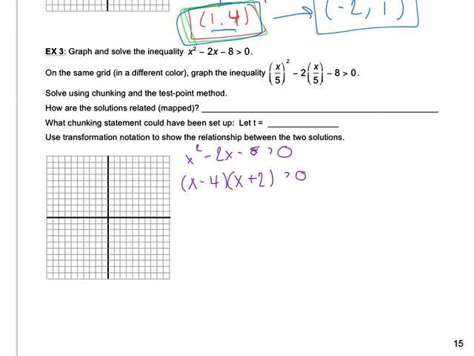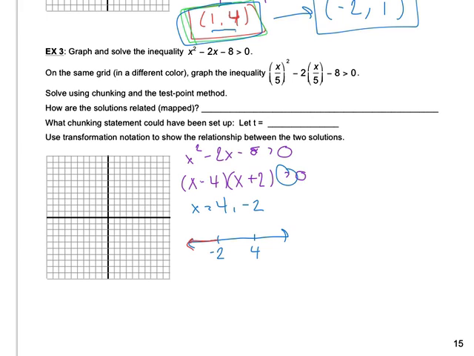So again, we need to use the test point method. So if this was an equal sign, we would just say the solutions were 4 and negative 2, but it's not an equal sign. It's a greater than sign. So we need to use the test point method and test the 3 intervals formed when we plot negative 2 and 4 on a number line. So pick a value less than negative 2. So we're going to test this interval right here.